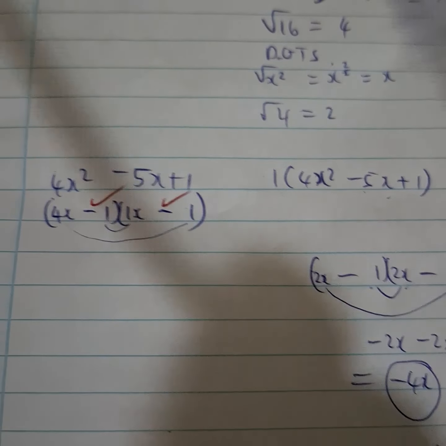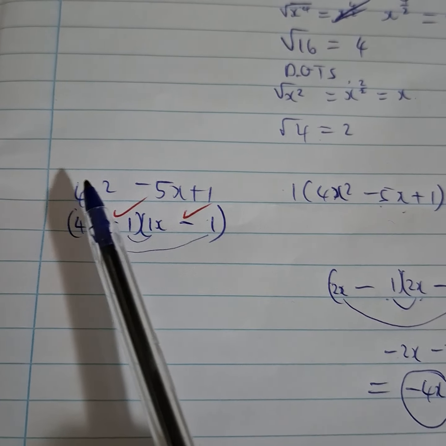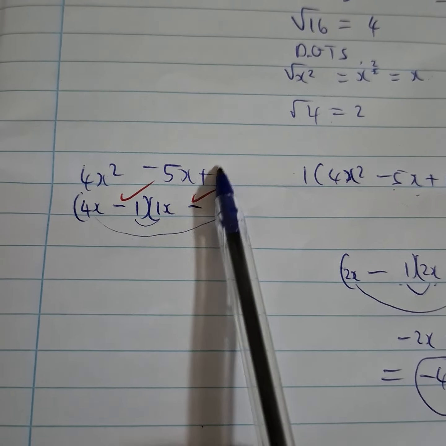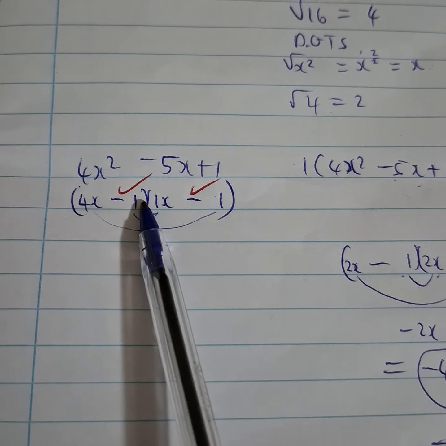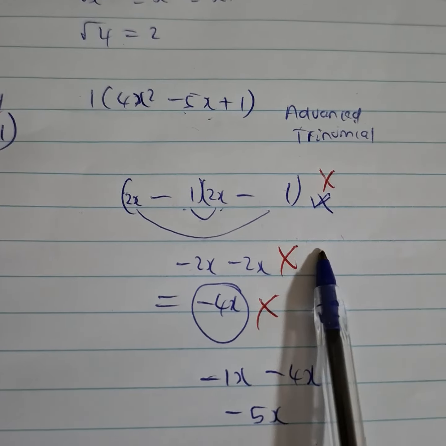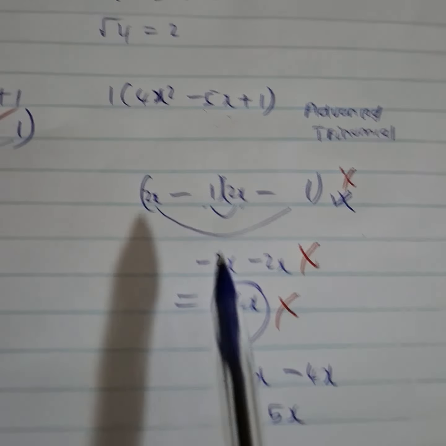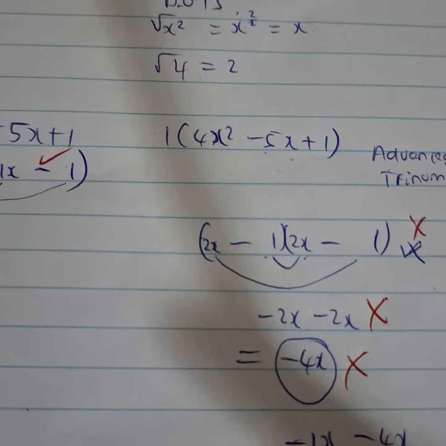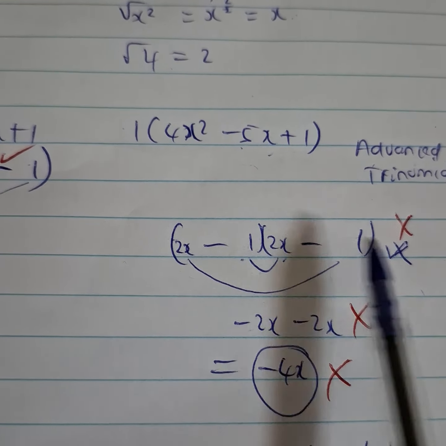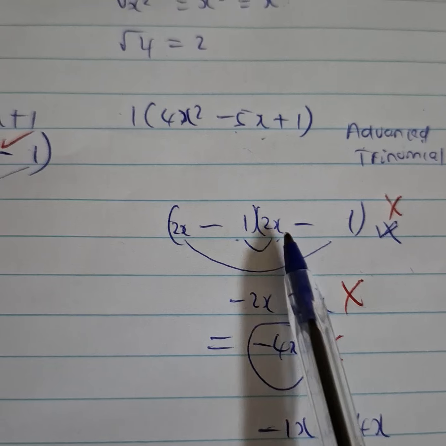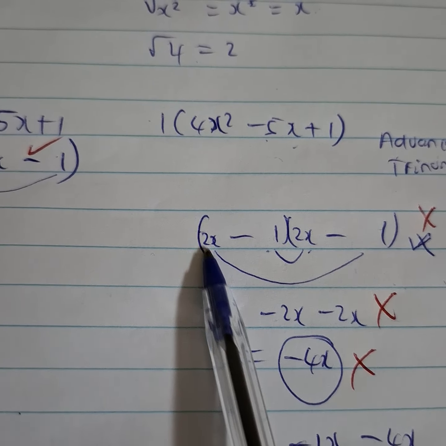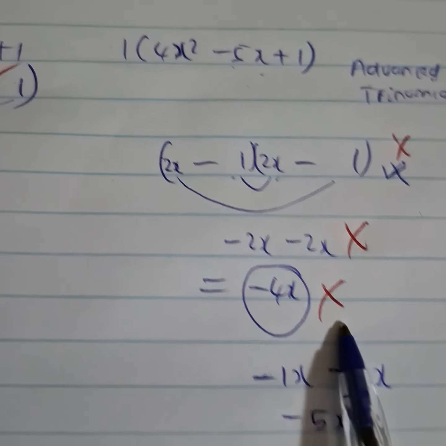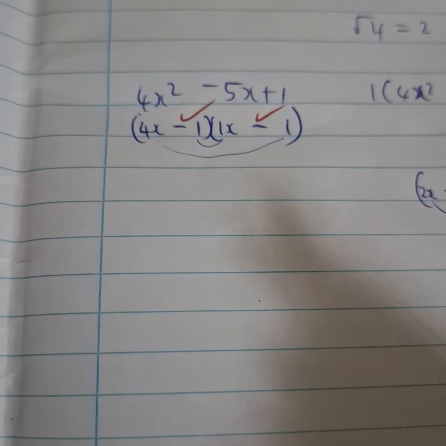So the trial and error method requires you to explore factors of 4 and check them together with factors of 1 to see if, when you multiply these two and multiply those two, the addition of these two will give you the middle term. You could see here the factors of 4, 2 and 2, and factors of 1, 1 and 1, but the multiplication of these two gives us negative 2x, the multiplication of these two gives us negative 2x, and the summation gives us negative 4x, which is not the middle term, so this does not work. Okay, so that's the trial and error method.